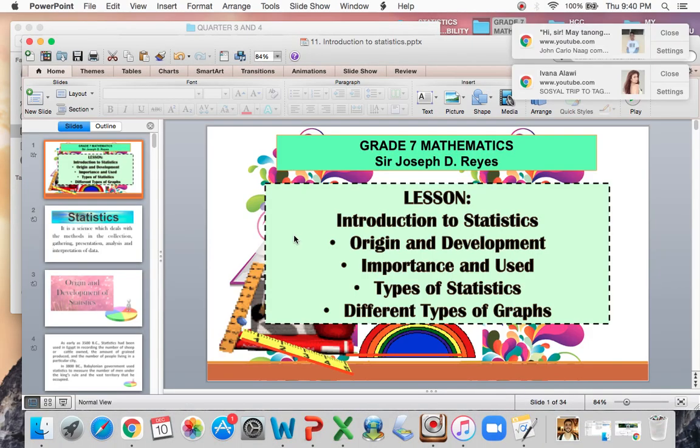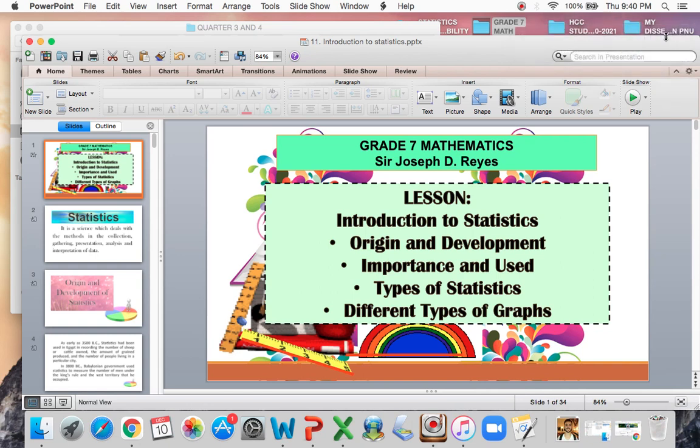So that's all about our lesson for the topic Introduction to Statistics, the origin and development, importance and use, types of statistics, different types of graphs.